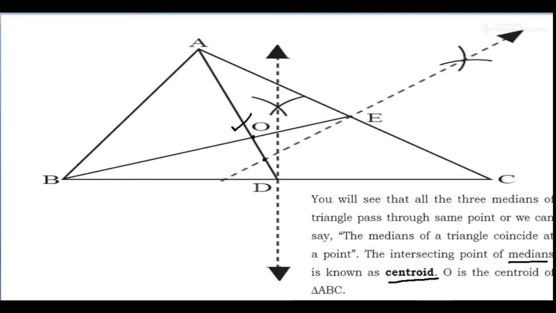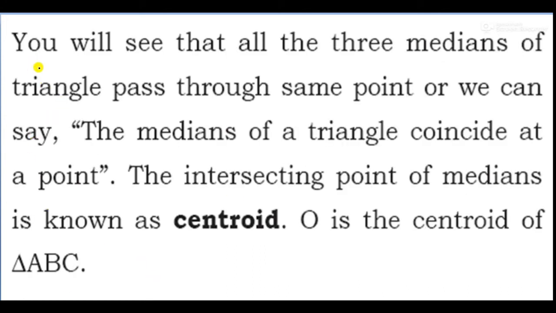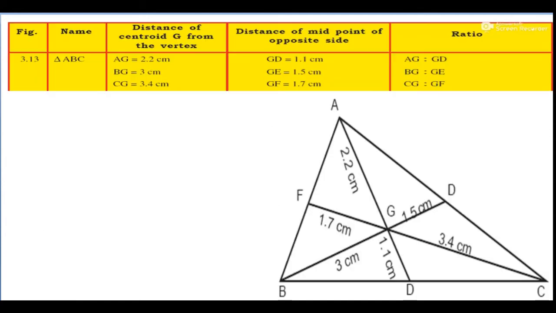Now let us see what happened in this. You will see that all three medians of a triangle pass through the same point, or we can say the medians of a triangle coincide at a point. The intersecting point of medians is known as the centroid, and that is O, the centroid of triangle ABC. Let us come to see this question. It is a figure, and what happened in this figure?